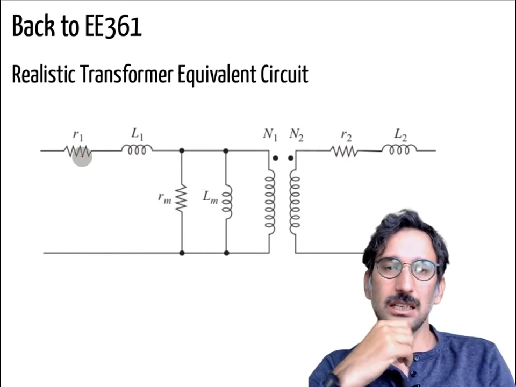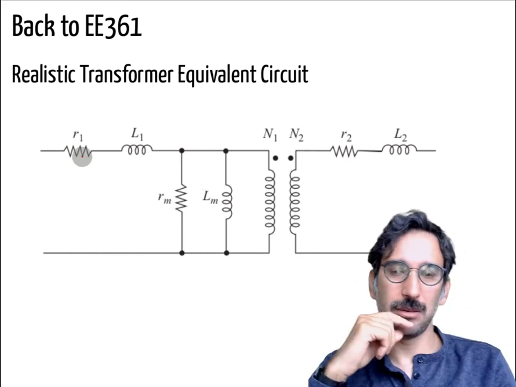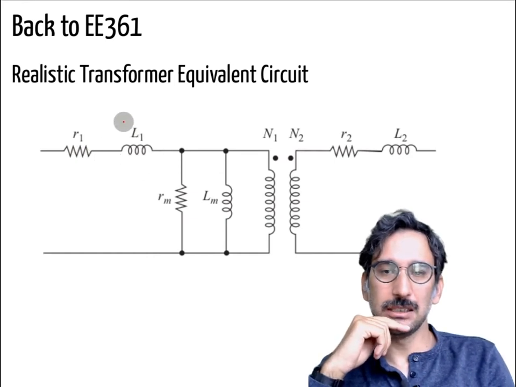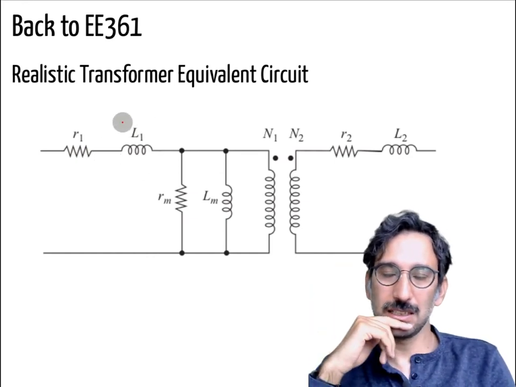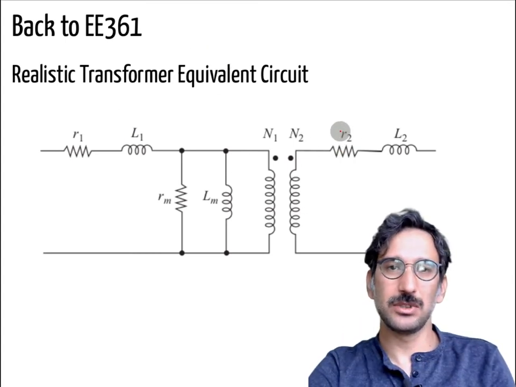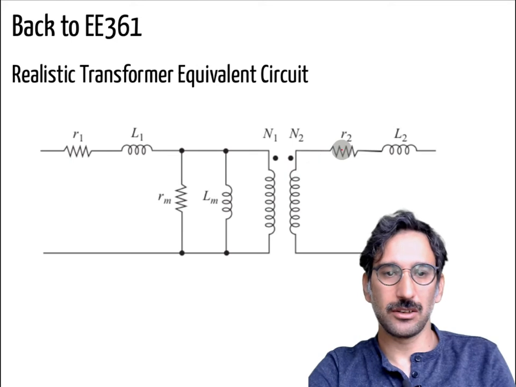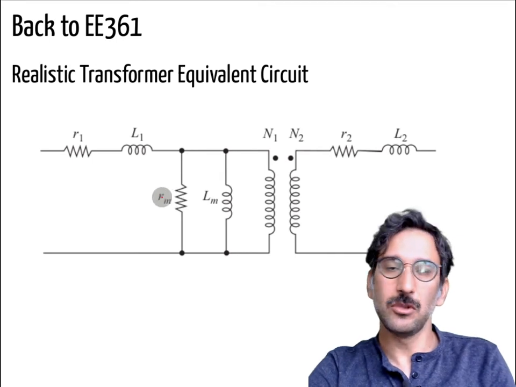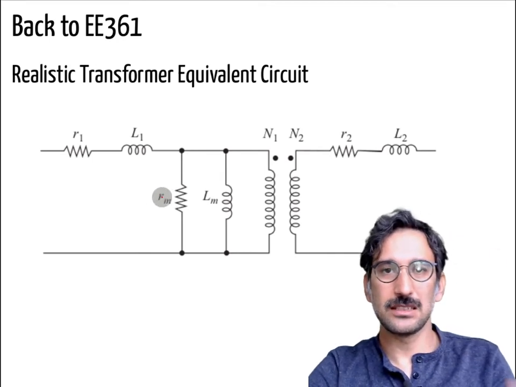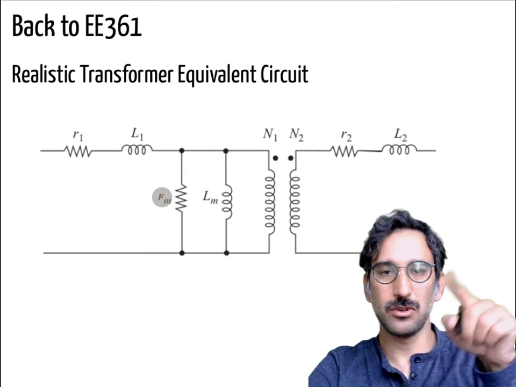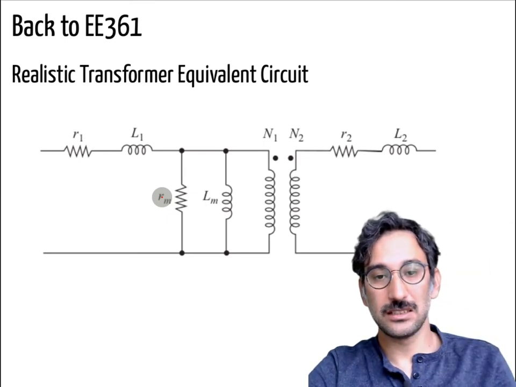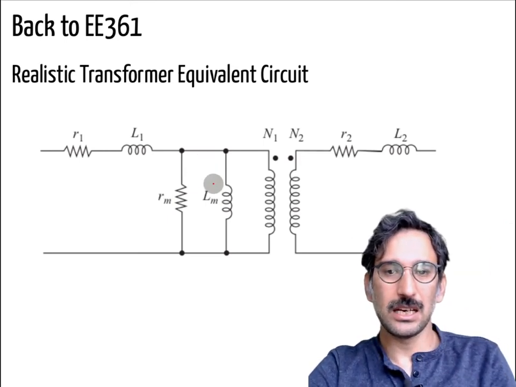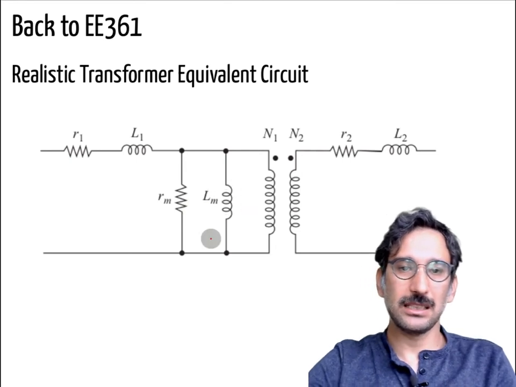So R1 is the resistance of the primary windings, L1 represents the leakage flux, that kind of thing. Again, similarly, R2 is the resistance of the secondary coil, L2 is the leakage flux on the secondary winding. We have Rm or Rc, which represents the hysteresis losses in a transformer, so it's just dissipating heat. And we have Lm. So Lm is the magnetizing inductance.